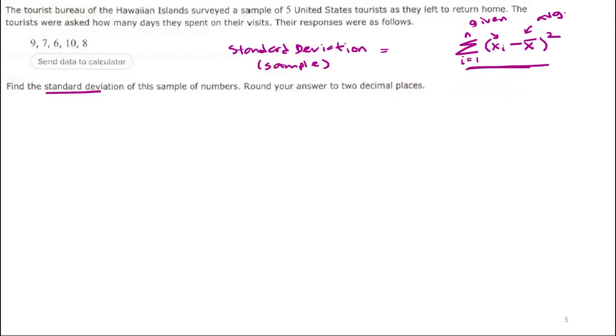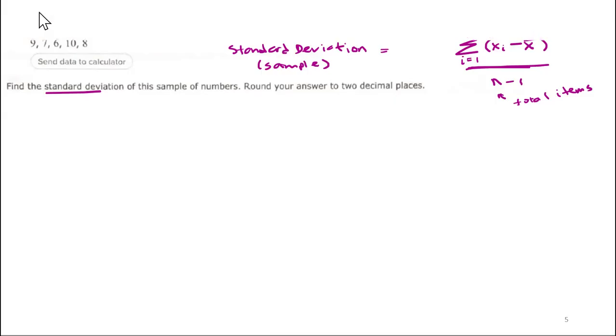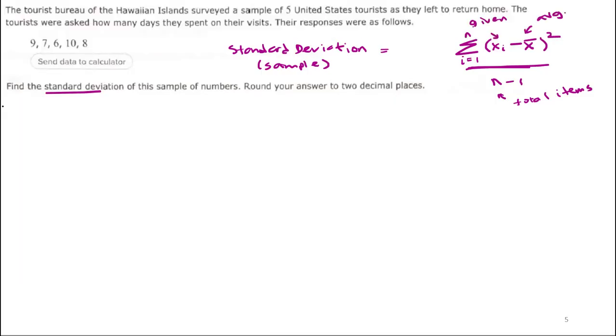And then the denominator, we're going to have n minus 1. So the n here is going to represent the total number, or the total items, I should say, that they give you. And then minus 1. All right. So that's all going to be under the radical. So this is all going to be under the square root or radical.